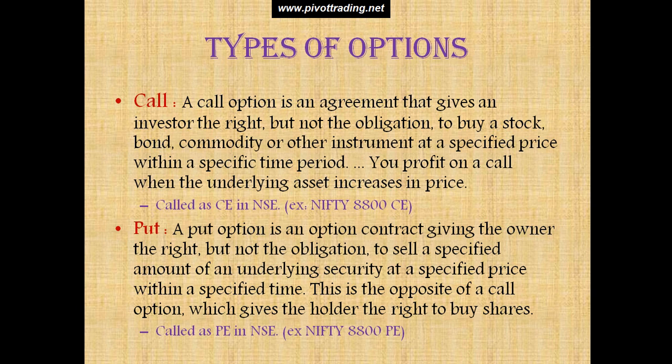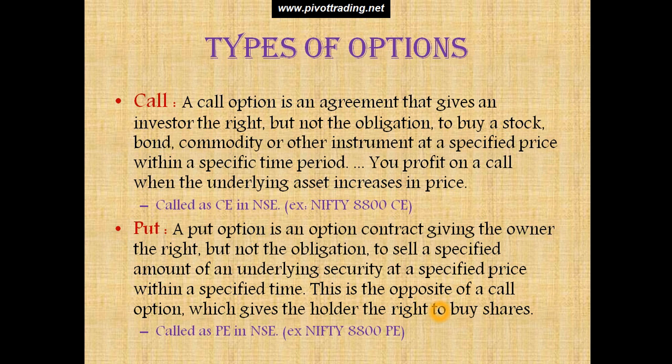Now, let me read this definition for you. A put option is an option contract giving the owner the right but not the obligation to sell a specified amount of an underlying security at a specified price within a specified time. This is the opposite of a call option, which gives the holder the right to buy shares. If you have understood the call, you can understand the put as well. Put is exactly the opposite of call. So let me give you again an example of what a put is.